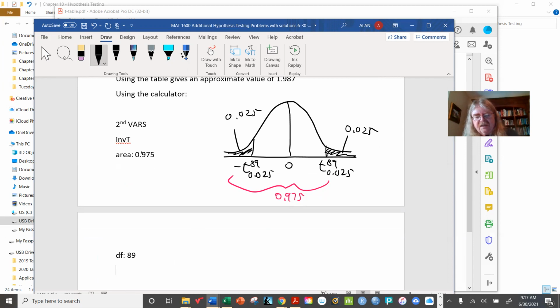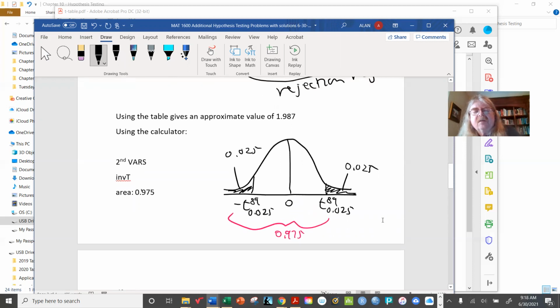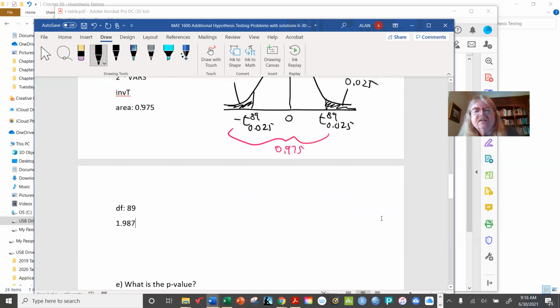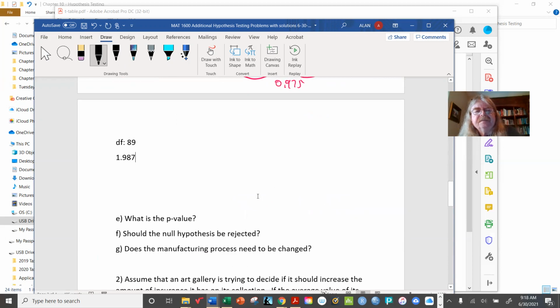So 0.975 combined with 89 degrees of freedom is, well, what do you know? It's almost exactly the same, 1.987. So this time we could have used the table, I suppose. But in many cases with these tables, you're probably better off using the calculator. That's good. All right, that's fine.